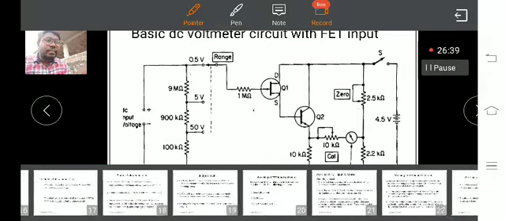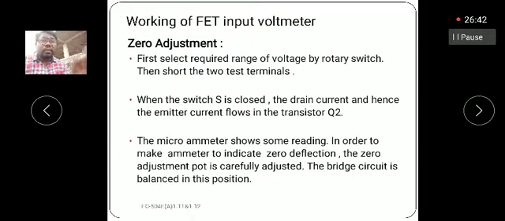With the help of points, here we are discussing: first select the required range of the voltage by the rotary switch, then short the two test terminals. When the switch S is closed, the drain current and hence the emitter current flows in the transistor Q2. The microammeter shows some reading. In order to make the ammeter indicate zero deflection, the zero adjustment pot is carefully adjusted. The bridge circuit is balanced in this particular position.